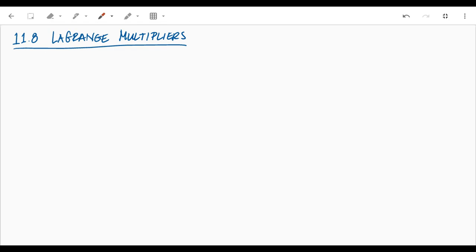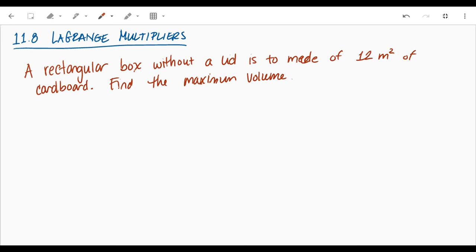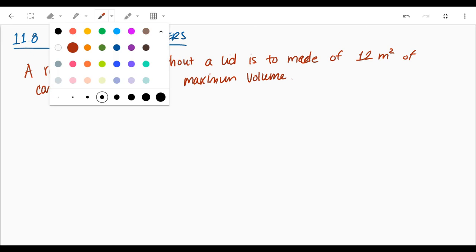Bring you back to Calc 1. A rectangular box without a lid is to be made of 12 square meters of cardboard. Find the maximum volume. Okay, so we could get this started.